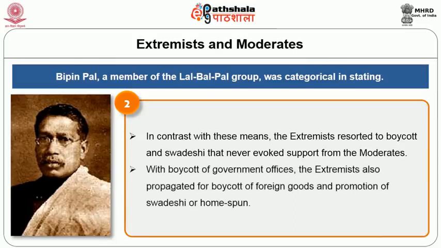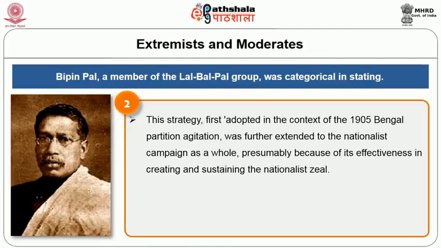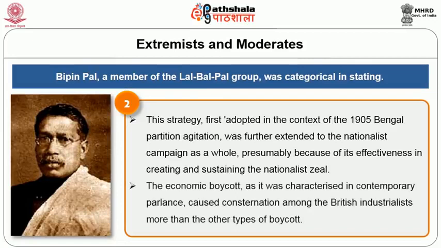Simultaneously with the boycott of government offices, the extremists also propagated boycott of foreign goods and promotion of Swadeshi or homespun. This strategy, first adopted in the context of the 1905 Bengal partition agitation, was further extended to the nationalistic campaign as a whole, presumably because of its effectiveness in creating and sustaining nationalistic zeal. The economic boycott, in contemporary parlance, caused more consternation amongst the British industrialists than the other types of boycott.